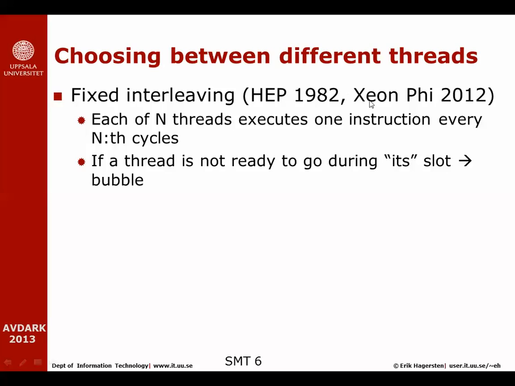Xeon Phi actually can schedule up to 4 threads at the same time, but it uses this kind of even and odd scheduling between pairs of these instructions. So every thread running in Xeon Phi can actually execute every other cycle, even though there can be 4 threads involved. If a thread is not ready to go when its slot turns up, then we're simply going to waste the cycle. So if it's not ready to go, the other thread cannot utilize its empty slot, so we're going to create a bubble in the pipeline.